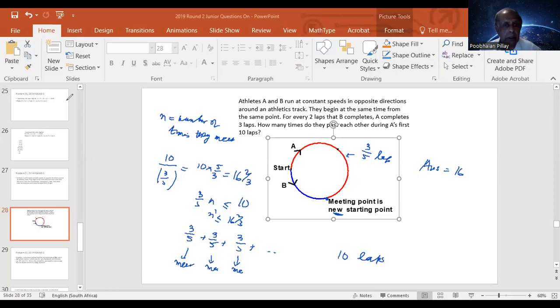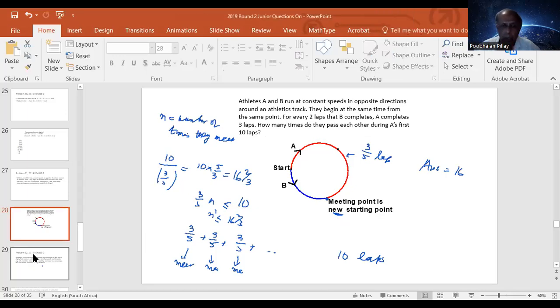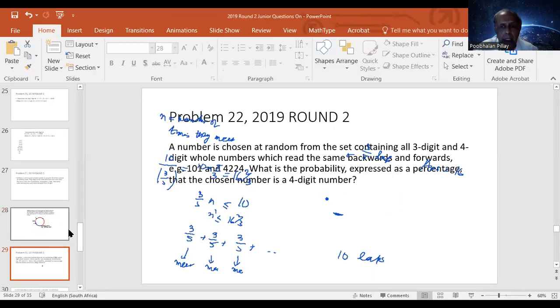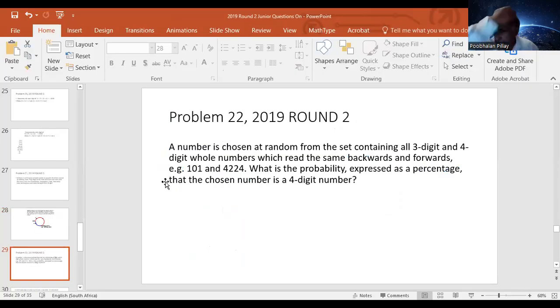All right, so let's get on to the next problem. At 6 o'clock, I will give you a chance to answer your questions. So we're at problem number 22 now.